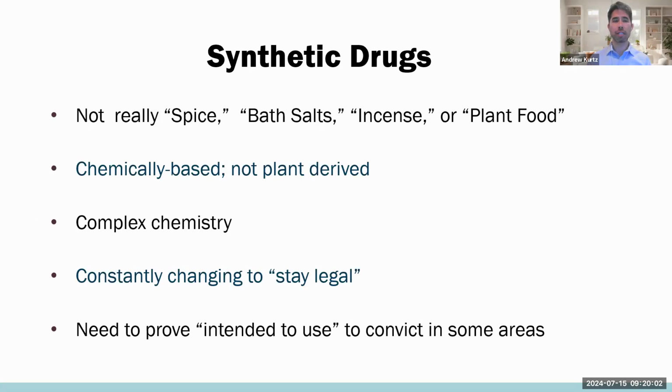As we talk about these synthetic drugs, again, you'll hear them referred to as spice, bath salts, incense, plant food. Not really that, and we'll come back to that. These are chemically based, not plant-derived substances. They are incredibly complex in their chemical profile. And these chemical compounds are sometimes known and sometimes they are unknown. Rogue chemists will change aspects of the chemical profile of these substances ever so slightly in order to stay legal in terms, again, of manufacturing and import or potentially export.